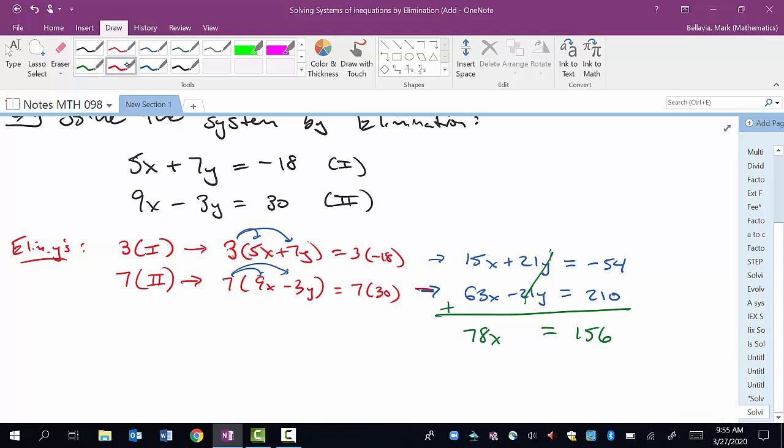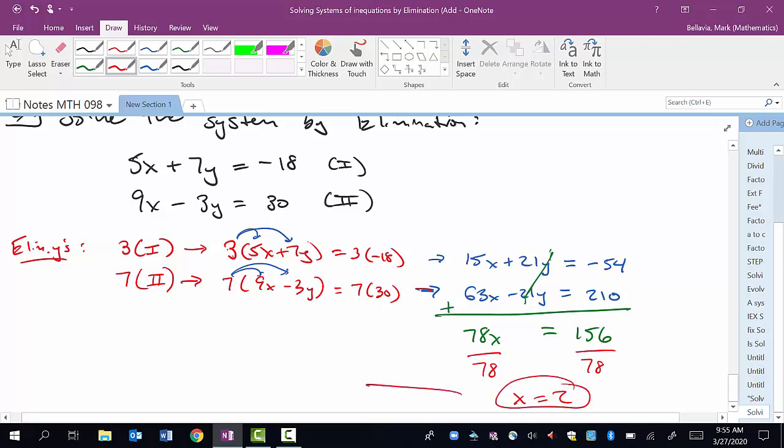Once you have that, 78x equals 156, right? You've eliminated y's. You only have x's. You can solve for this. You divide both sides by 78. You end up with x equals, in this case, 156 divided by 78 comes out to positive 2. And then remember what you do with this. You want to back sub to get the other coordinate. So don't stop there, right? So back sub, in this case, doesn't matter which one you pick, but I'll pick equation 1.